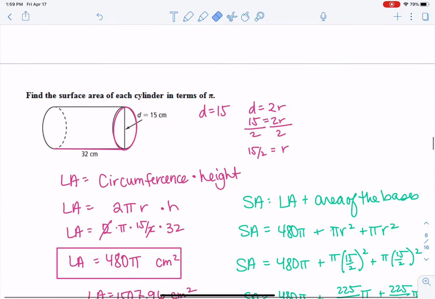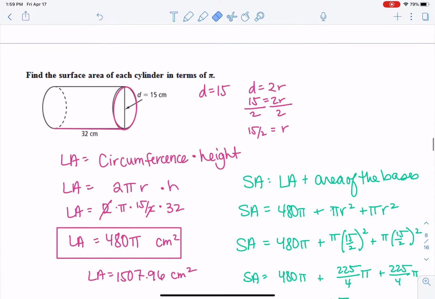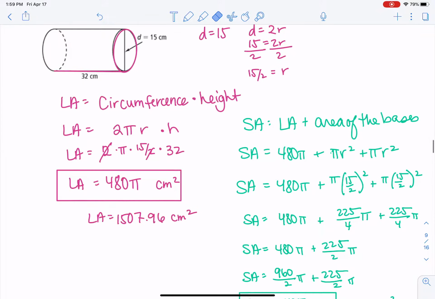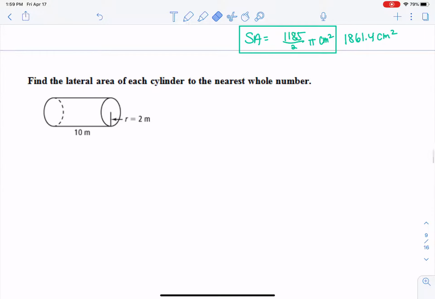Okay, so that is how to find the lateral area and surface area of a cylinder or a canned good. Let's do one more. See if you guys can try this on your own. Go ahead and pause the video right here if you'd like and see what you can do. Okay, so if you tried it on your own, go ahead and check your work with us. Otherwise, you can follow along with me.